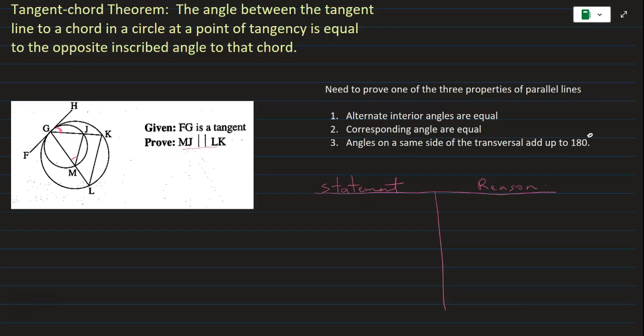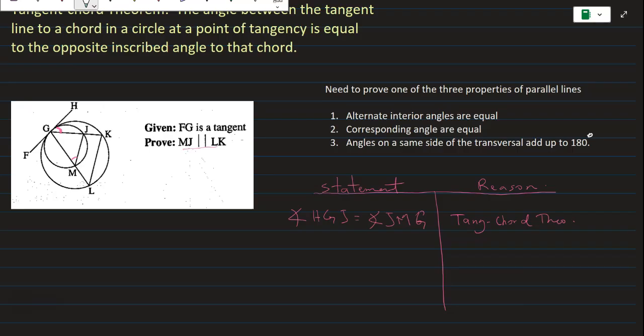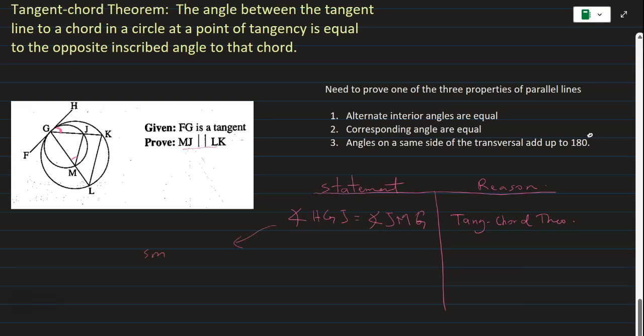So the first thing is angle HGJ equals angle JMG, and the reason is tangent-chord theorem. That's good enough in terms of reason because we know what that is. Now I'm going to change to a different color, because now we're going to look at the bigger circle. The first statement used the smaller circle.